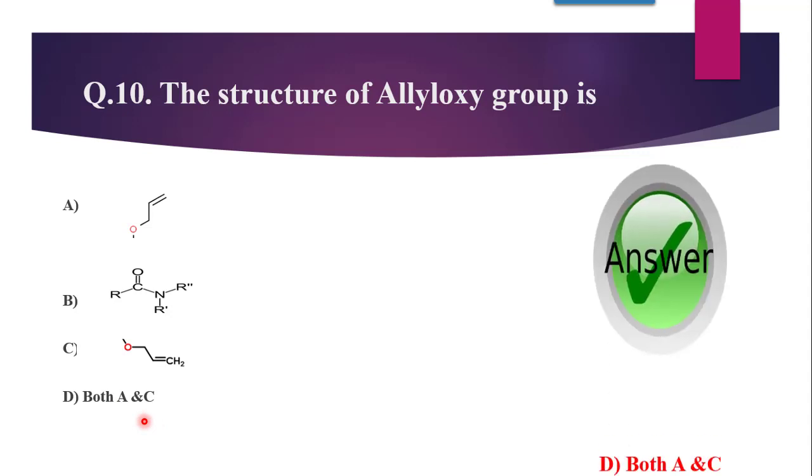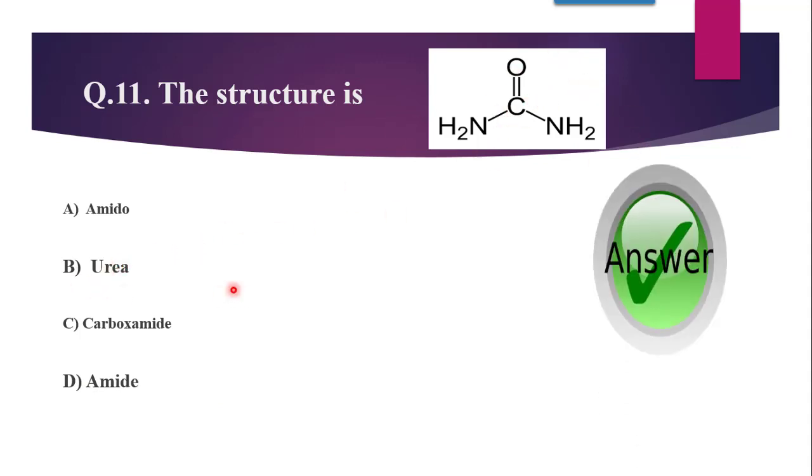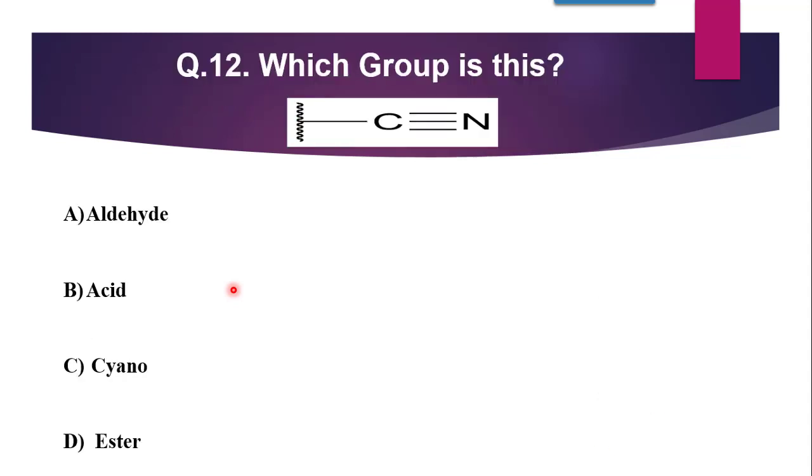The answer is both A and C. Question number 11. The structure is NH2 C double bond O NH2. It is not amido. Carboxamide is also not there, because an amide which is bound to carbon is carboxamide. Then amide, it contains amide, but this structure is not amide. So this structure is urea. So the answer is B, urea.